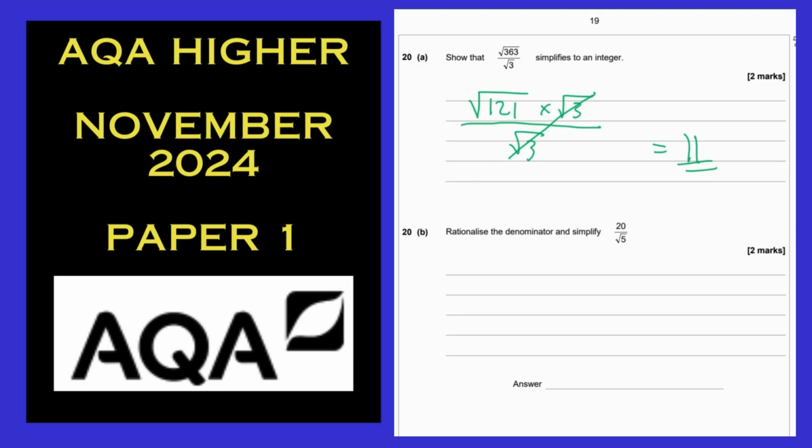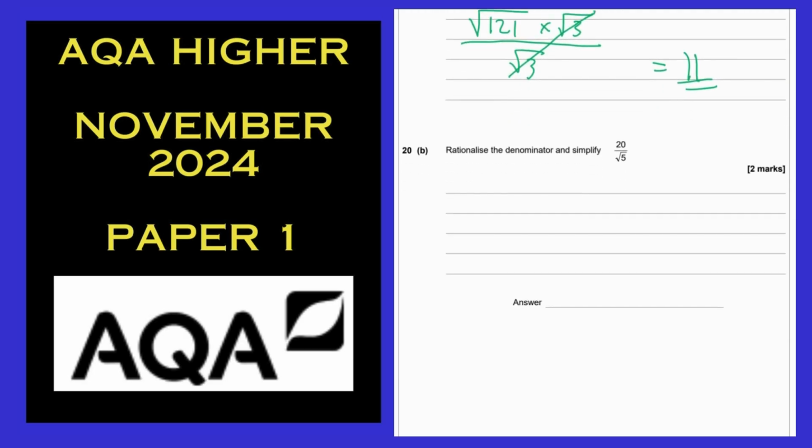It's 11. Part B, to rationalise, we multiply top and bottom by the bottom. And we perform it as if it's a fractions question. Top times top, bottom times bottom, root 5 times root 5 is root 25. In other words, 5. And we do need to simplify. 20 divided by 5 gives us 4. And there we go.